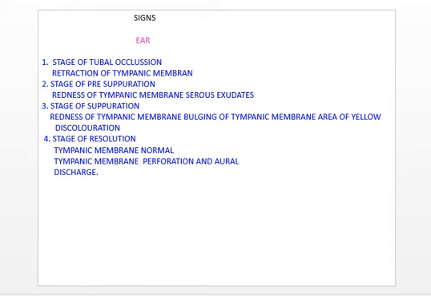So in the early stage of tubal occlusion, when infection occurs, mild negative pressure in the middle ear cavity is responsible for a retraction of the tympanic membrane and mild inflammation of the tympanic membrane. That is what happens in the stage of tubal occlusion. It is at this stage when the patient may feel uneasiness and a feeling of some blockade in the ear.